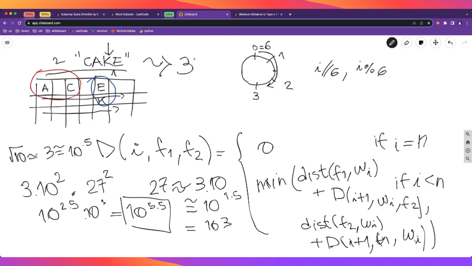But then we stepped back and we said, hey, maybe we don't need to be clever. Maybe we can just try all possibilities with this technique called dynamic programming. So we started going down that path.